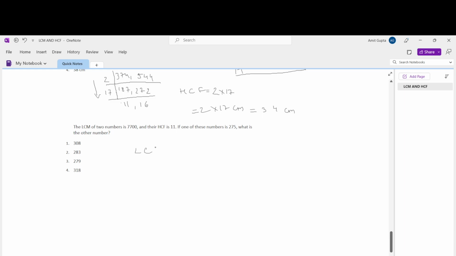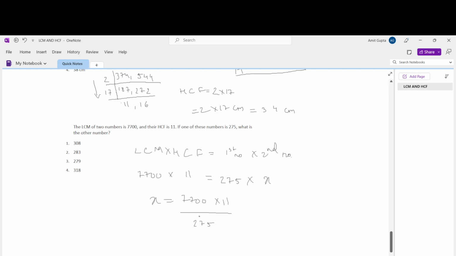We have LCM and HCF. LCM into HCF is equal to first number into second number. We are given LCM is 7700 and HCF is 11. We are given one of the numbers, 275. Let's say the other number is X. So X will be 7700 into 11 divided by 275.